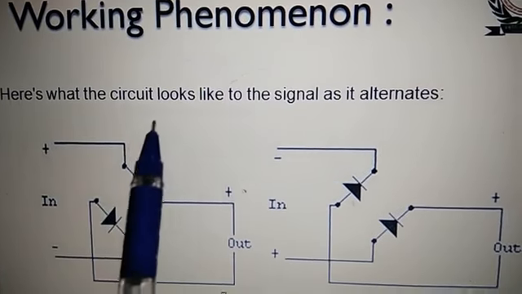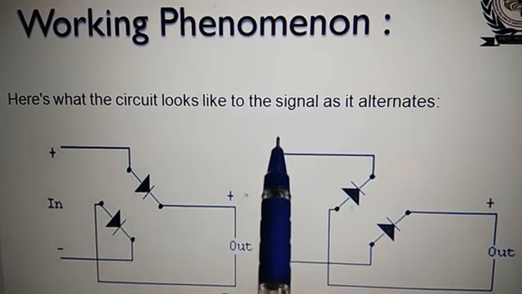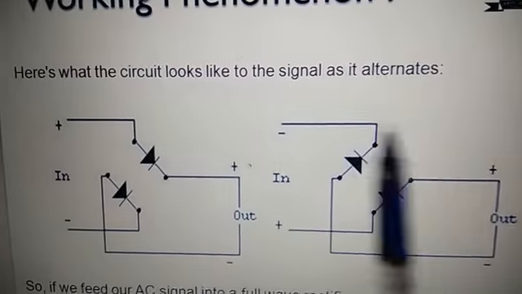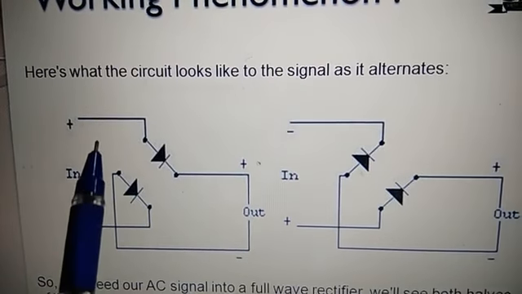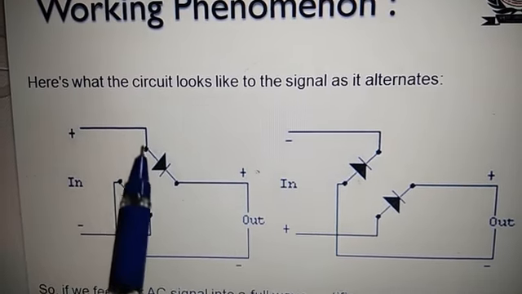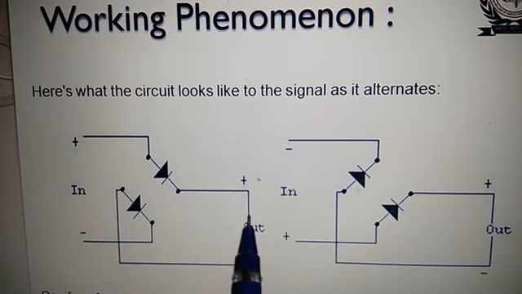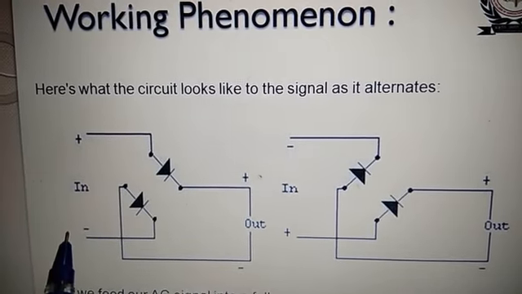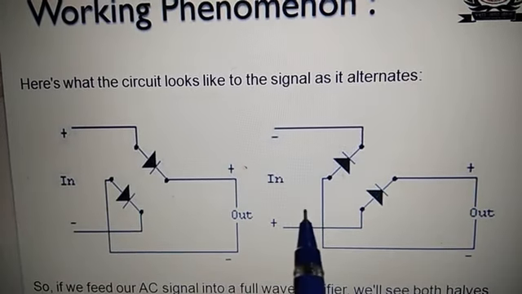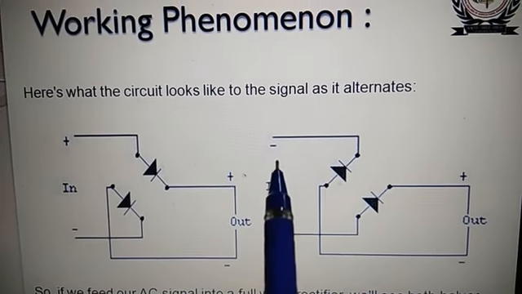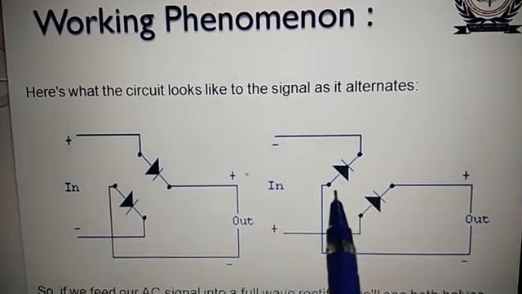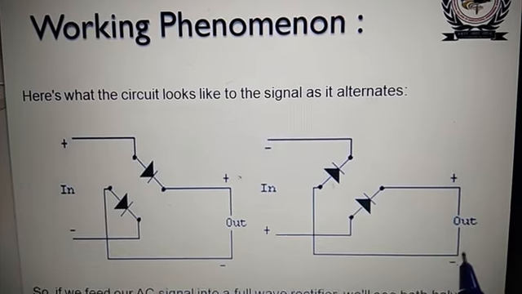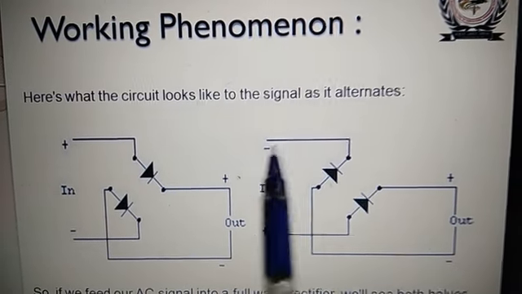Here, what the circuit looks like to the signal as it alternates. So when the positive half cycle is applied, the current will be flowing through this diode and this resistance and through this diode, and this is the negative. And when the negative half cycle is going, then current is flowing through this diode. This will be positive through this diode, then the resistance over here and through this diode to the negative.